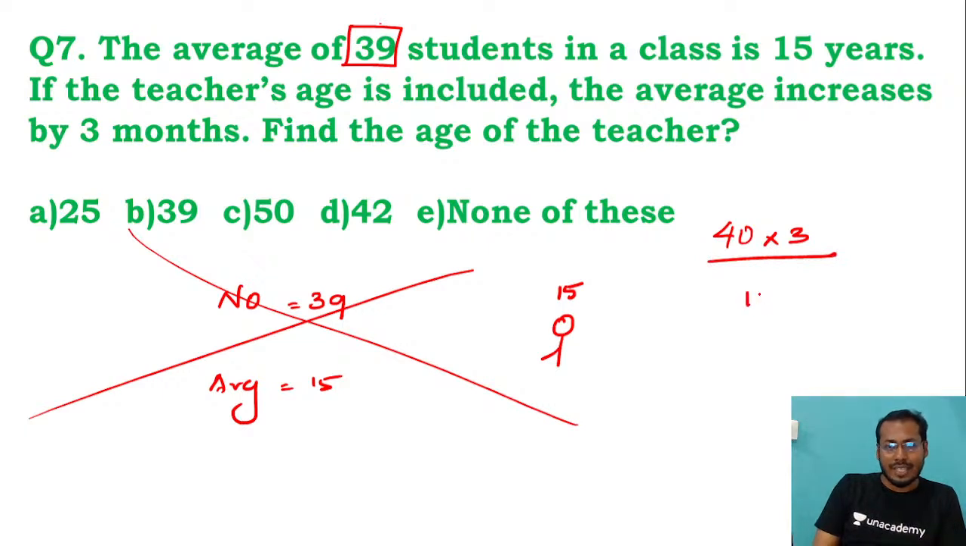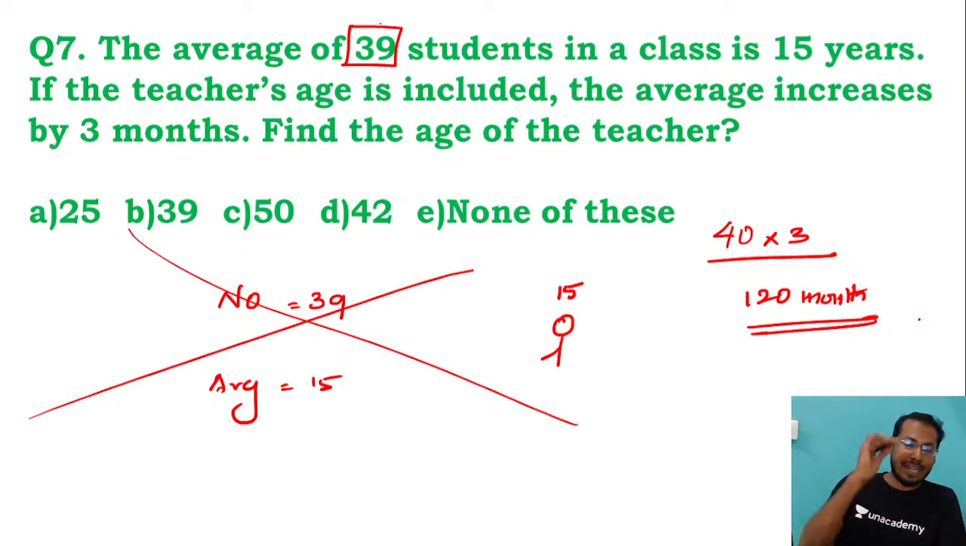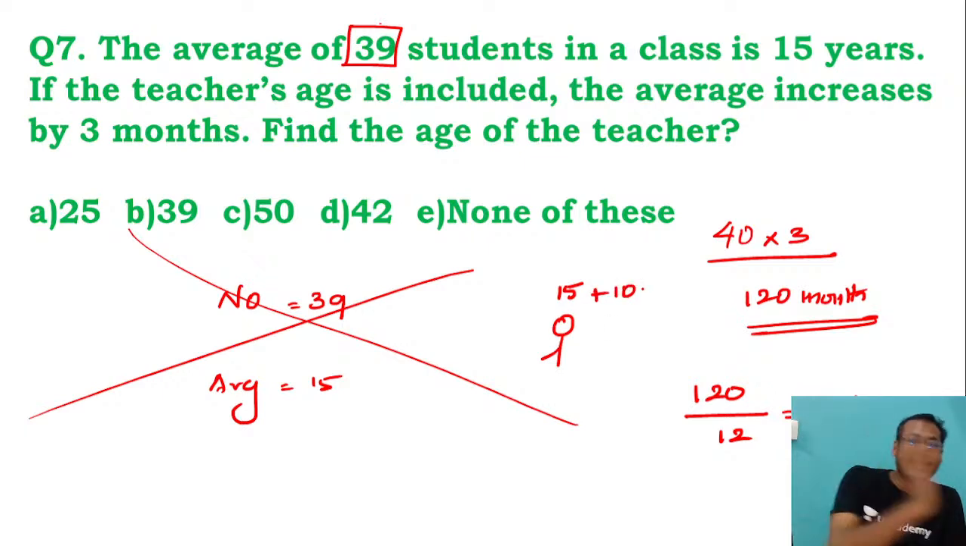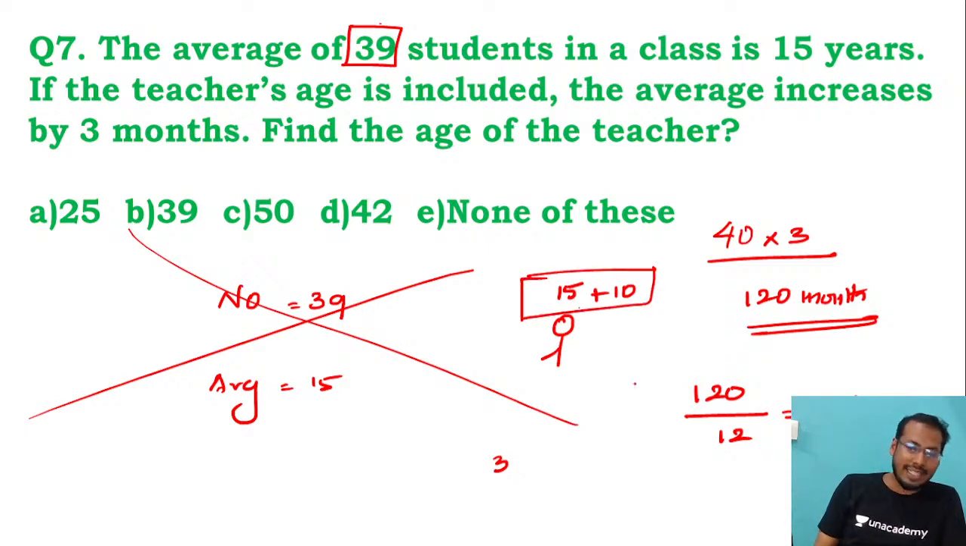3 into 40 is 120 months. Listen carefully, it was months. 120 months is how many years? Please tell me. 1 year has 12 months. So 120 divided by 12 is 10 years. So the new person was 10 years older than the others in the class. This 10 years was equally distributed to all the 40 members as 3 months. Is it clear? So the age of the teacher was 15 plus 10, 25.